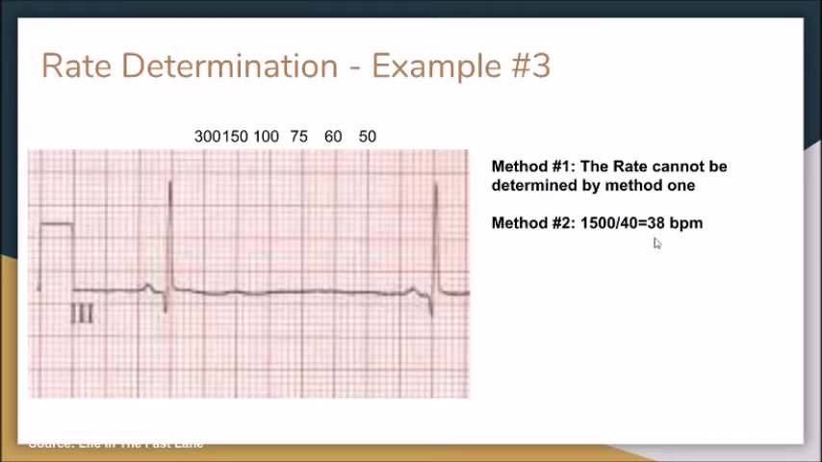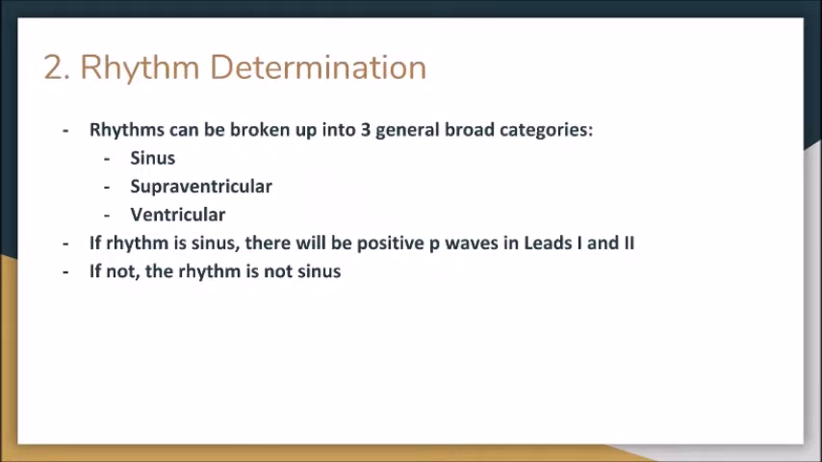So now that we've discussed rate, let's move on to the second part of our algorithm, rhythm. You can think of the rhythm as kind of where the initial electrical activity of the heart starts that sets it off beating. Now the rhythms can be broken up into 3 general categories: sinus, supraventricular, or ventricular. Sinus means that the rhythm starts at the SA node where it normally should. Supraventricular means that it starts somewhere pathologically above the ventricle, and that could be the atria or it could be the AV node. And ventricular means that the initial electrical activity starts in the ventricles themselves.